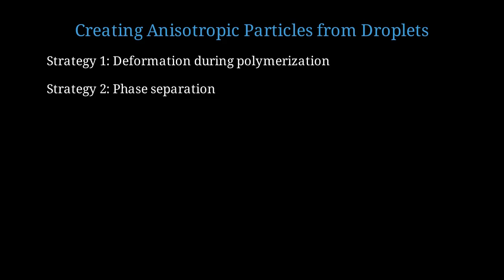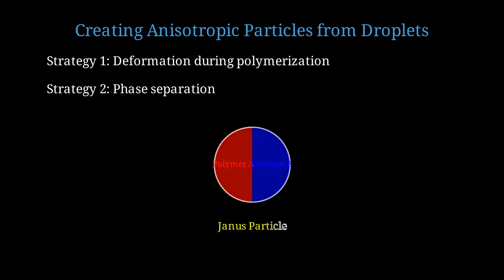Strategy 2 uses phase separation. Mix immiscible polymers in a droplet. As they phase separate, they form distinct domains that can be locked in, creating Janus or multi-lobed particles. A Janus particle has two distinct hemispheres with different properties. One side might be hydrophobic, the other hydrophilic, making them excellent surfactants or building blocks.